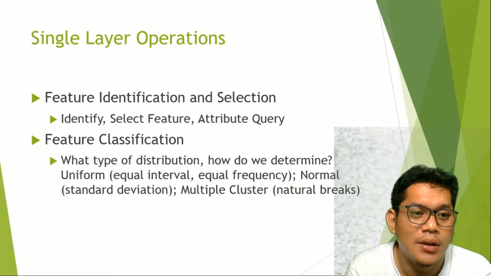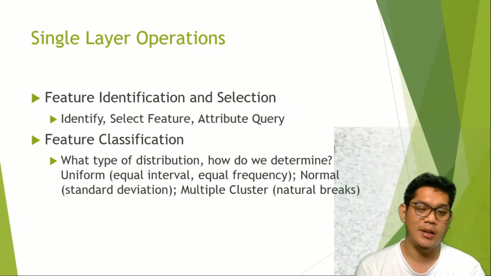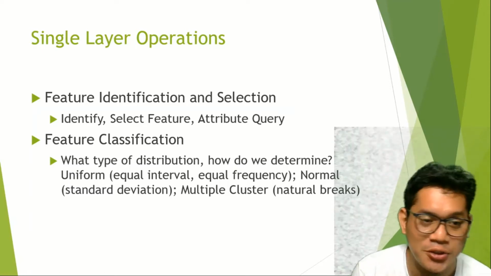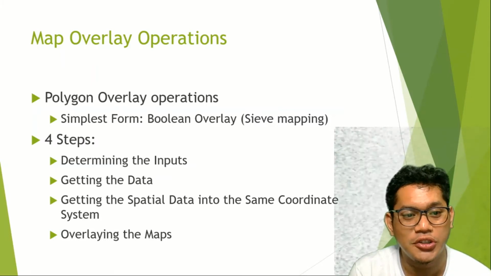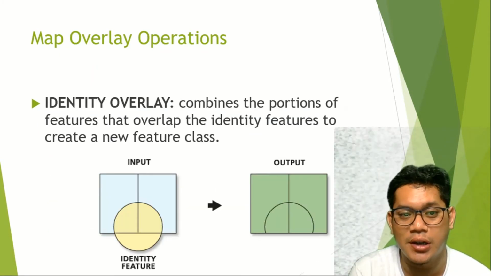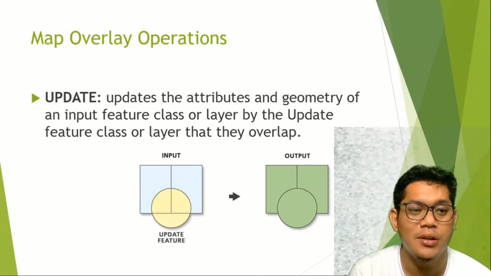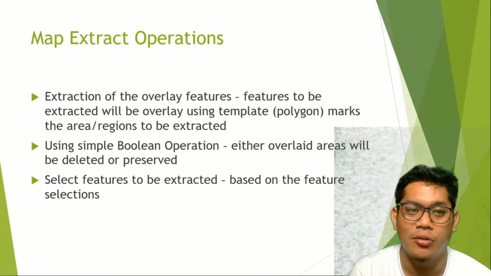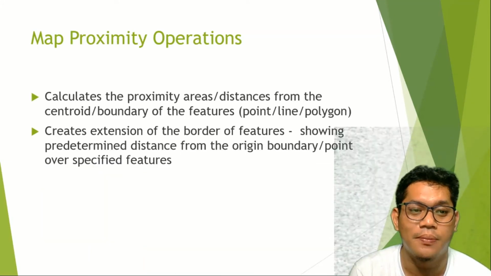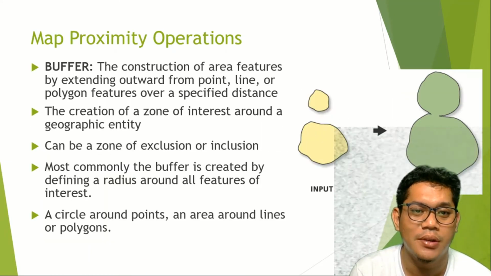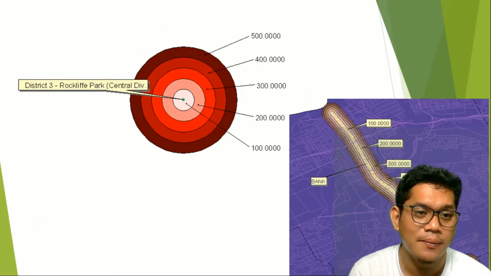Let's say feature identification and selections, where we can identify and select attributes using SQL queries, feature classifications, overlay operations such as erase, identity, overlay, and many more. And this one is usually used as well to extract the map and more. So these are examples. Okay, you also can estimate the buffer zone easily.